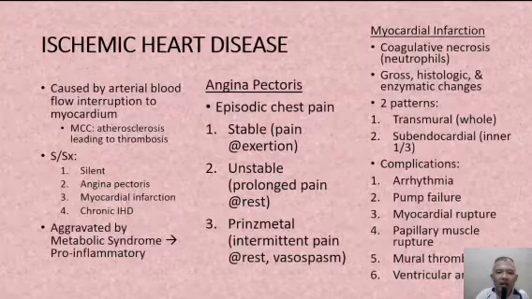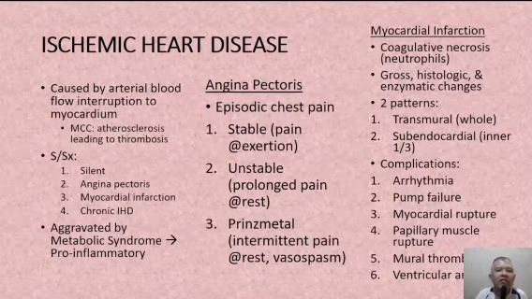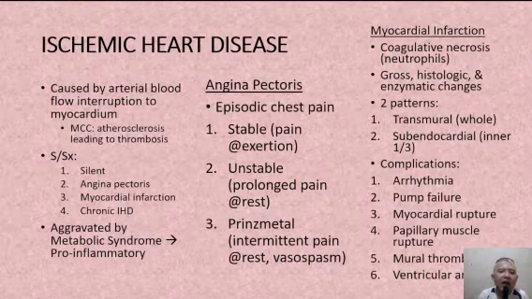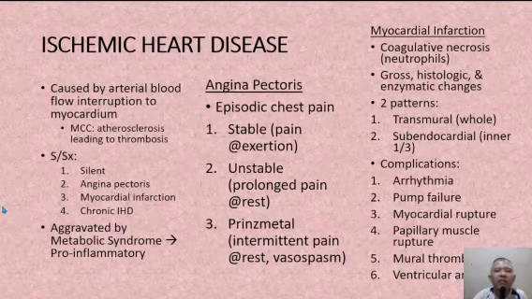Okay, so next. Ischemic heart disease is the interruption of blood flow into the myocardium. The most common cause is atherosclerosis that is leading to thrombosis. Clinical manifestations can be silent. It can present as chest pain or angina pectoris, myocardial infarction, and chronic ischemic heart disease. And it is aggravated by metabolic syndrome. As we know, metabolic syndrome is composed of hyperglycemia, hypertension, dyslipidemia, and obesity, which is pro-inflammatory.